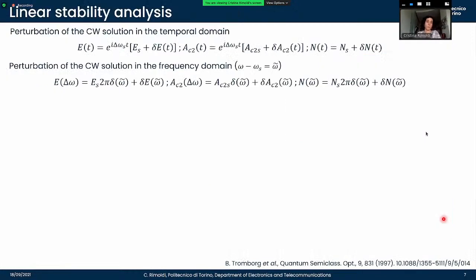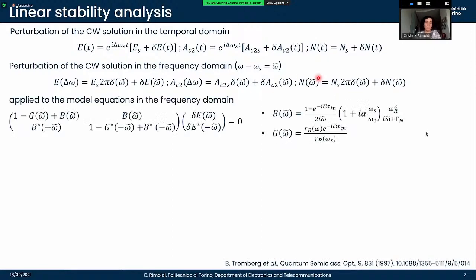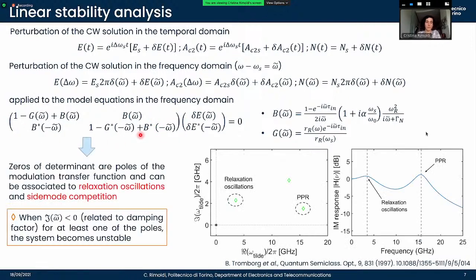We can also perform a linear stability analysis of the system in the frequency domain by introducing a perturbation of this sort. When we apply this perturbation to the model equations, we obtain this Jacobian matrix right here. And it is the zeros of the determinant of the Jacobian matrix, for example, that are illustrated here in this picture for a specific choice of parameters, that give us information on the laser stability.